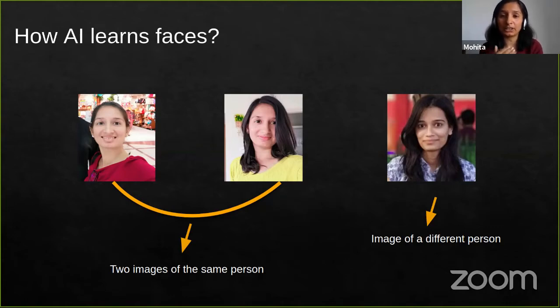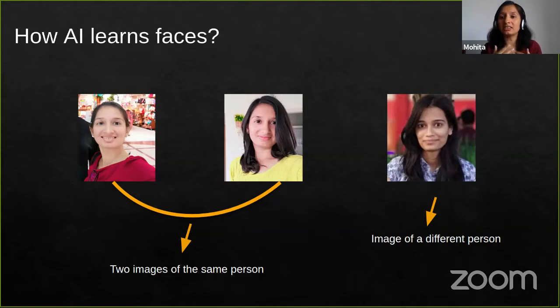So for that, what we will do is, we will feed in three samples of images where two faces are of the same person and the third face is of a different person. And we will tell the machine that yes, these two faces are of the same person and these two faces are of different people. In this slide, you can see that the left person and the middle person are the same person, but the image on the right and the image in the middle are of different people.